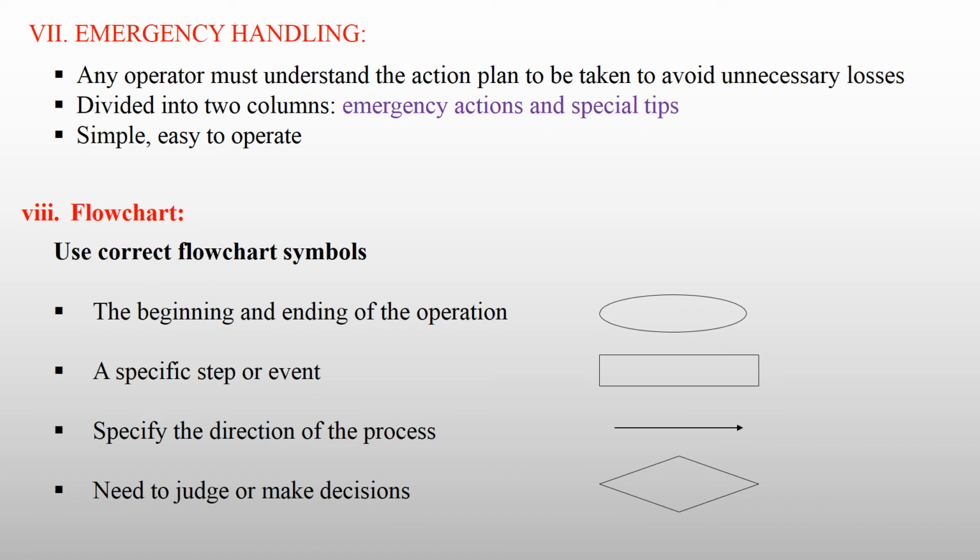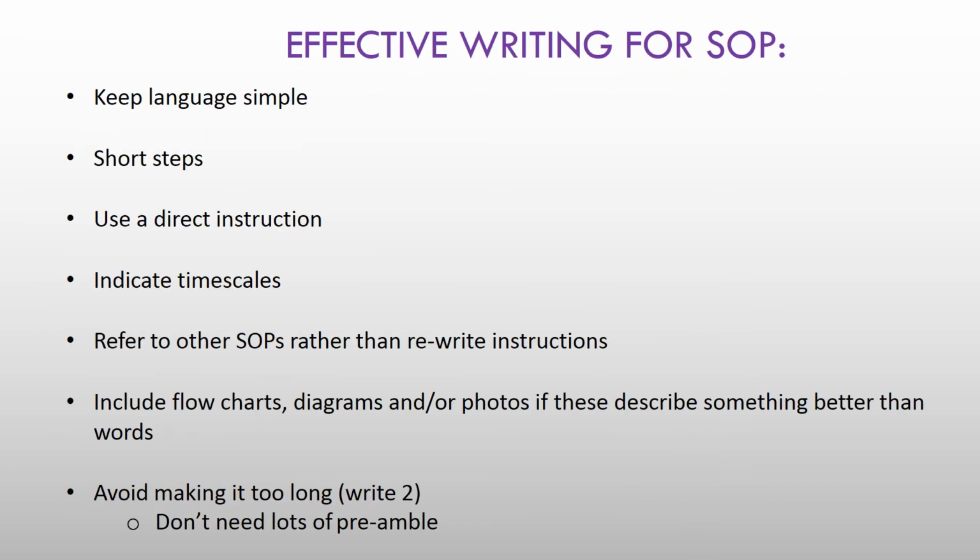Flow chart. We need to use the correct flow chart symbols: the beginning and the ending of the operation, then the specific step or event, then specify the direction of the process. That should be used to judge and make decisions. It is helpful.